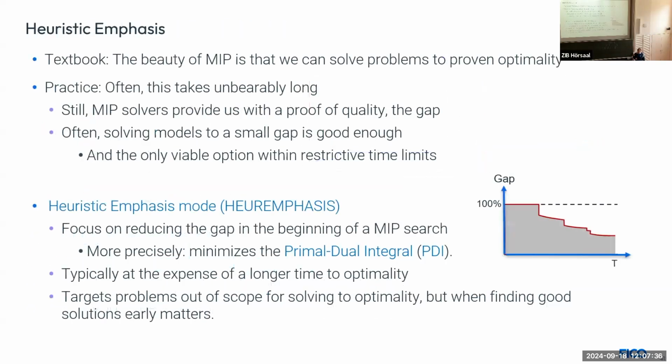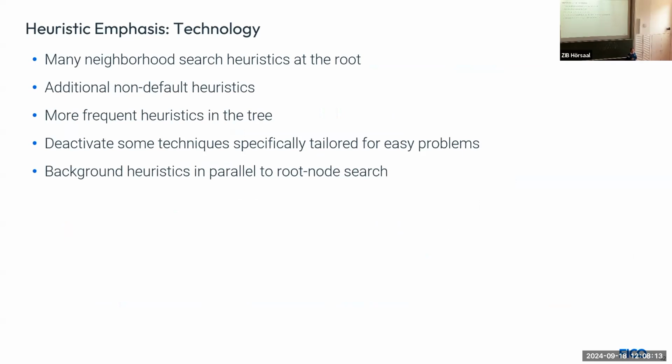I would like to mention one or two more things. Many solvers have something like a heuristic emphasis mode. I mentioned this already. The beauty of MIP is that we can solve problems to proven optimality. Practitioners often say, yeah, but not in a reasonable time. Just give me some good solution as quick as you can. A heuristic emphasis mode of a solver, focused on primal heuristics, would do exactly that. And the measure we use to tune the settings of a solver is the primal dual integral. The technology is a clever tuning of all your different heuristics: more neighborhood searches, some non-default heuristics, more frequently applied, and so on and so forth.